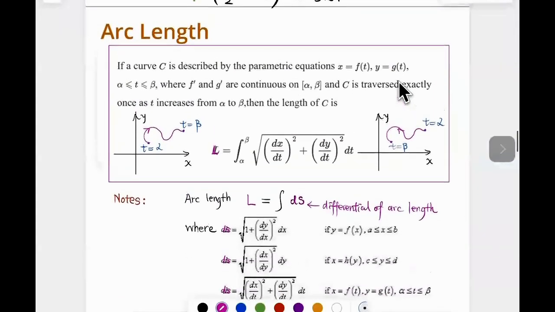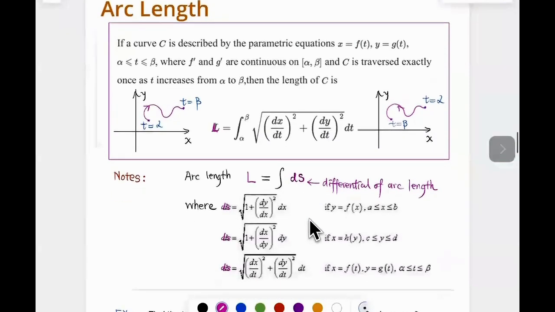So next, we're going to talk about the arc length. The formula for arc length. Do you guys remember arc length? Remember, the formula for arc length is the integral of the differential arc length, right? And you guys were doing a very good job.